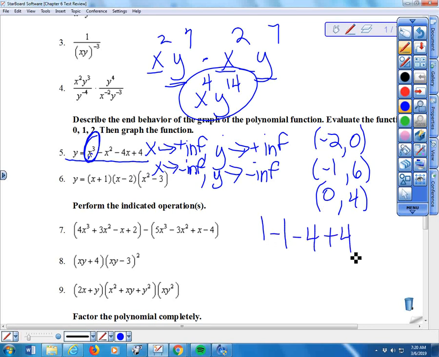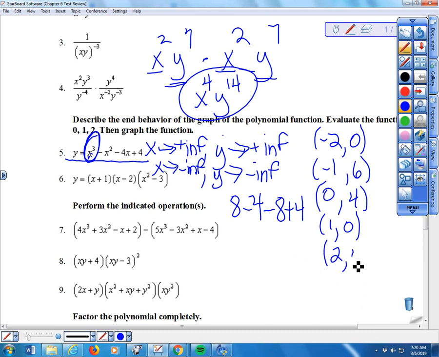Evaluating at 1, I have 1 minus 1 minus 4 plus 4. So that is 0. And evaluating at 2. 2 cubed is 8 minus 2 squared, which is 4, minus 4 times 2, which is 8, plus 4. That's also 0. Okay, now I have 5 points. I can then graph.